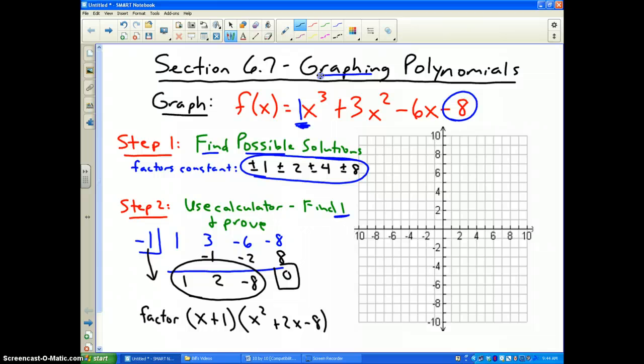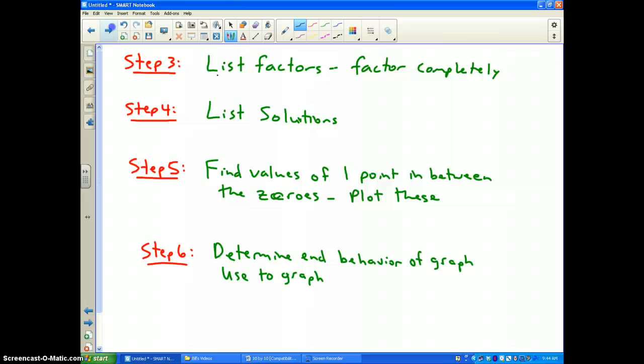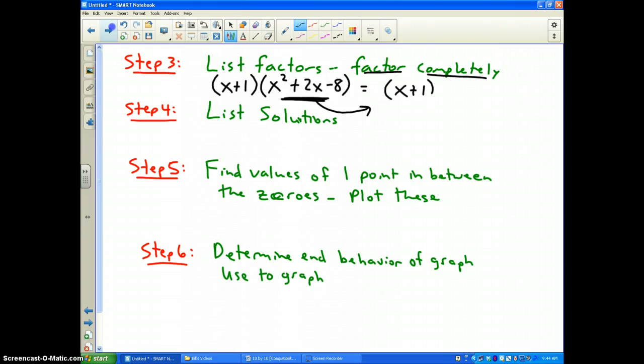I'm going to go forward a slide to the next step where I list the factors, and we're going to write those down, which is x plus 1, and I believe it was x squared plus 2x minus 8. Now, factor completely. I got to look at this part, and I know that's factorable. I can tell that right now. So therefore, I get my factors are x plus 1, x plus 4, and x minus 2. So this one worked out really nicely since I've got my complete factors.